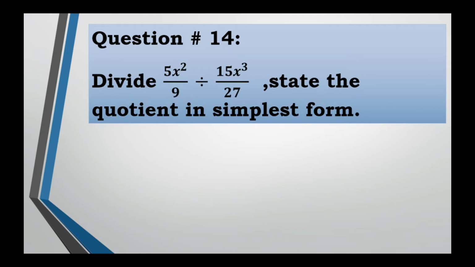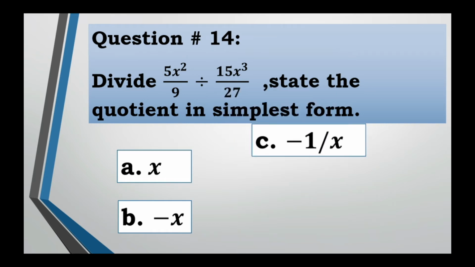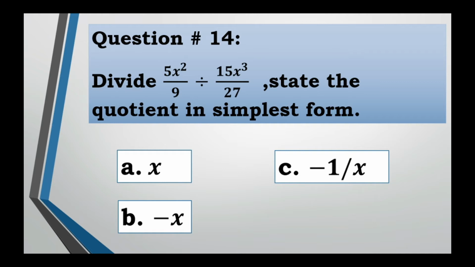Question number 14. Divide 5x squared over 9 divided by 15x cubed over 27. State the quotient in simplest form. Letter A, x. Letter B, negative x. Letter C, negative 1 over x. Or letter D, 1 over x.